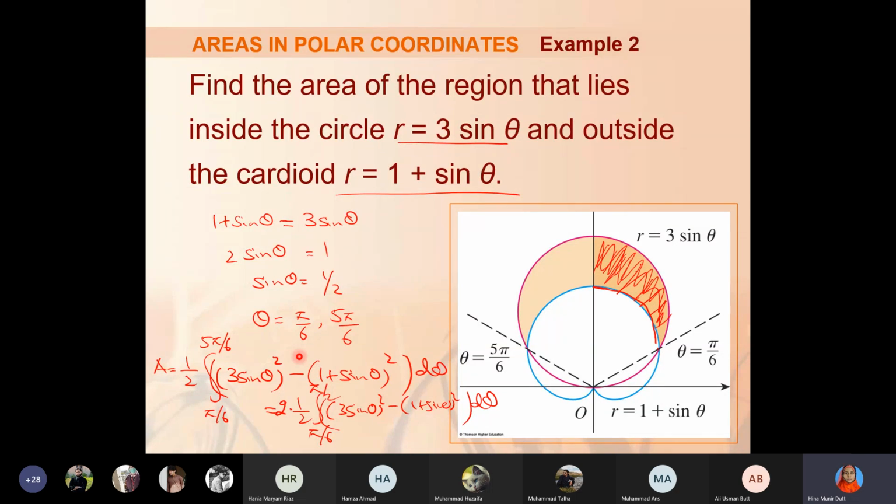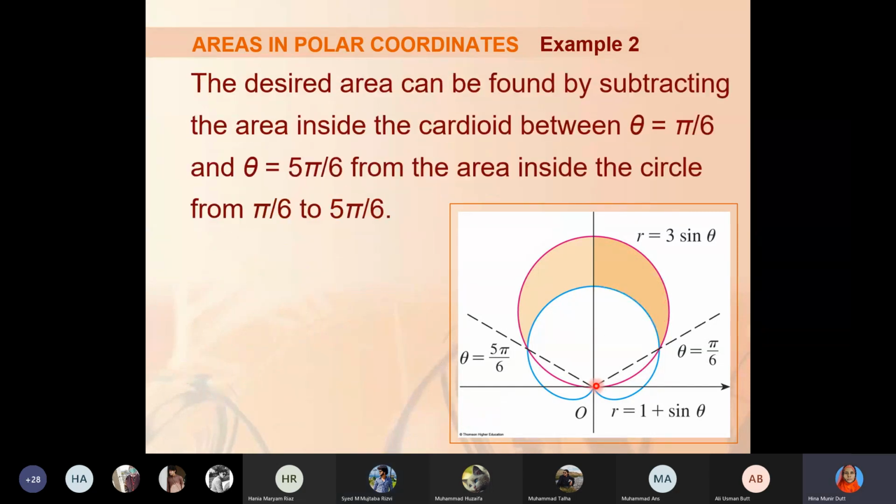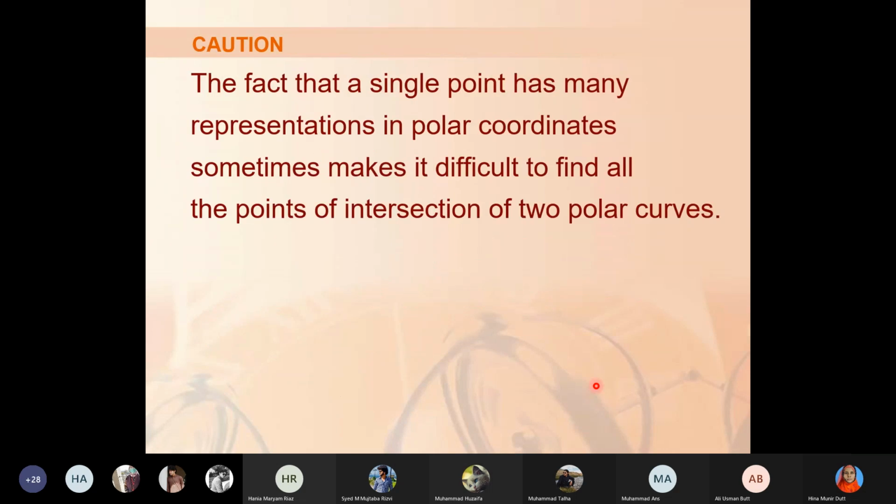What are the polar coordinates of this pole? This point, pole, origin: 0, 0. As I told you, r is equal to 0, the radius is 0, and the angle can be anything, the angle is arbitrary. So let's see. The fact that a single point has many representations in polar coordinates sometimes makes it difficult to find all points of intersection of two polar curves. For example, the pole has infinitely many representations.